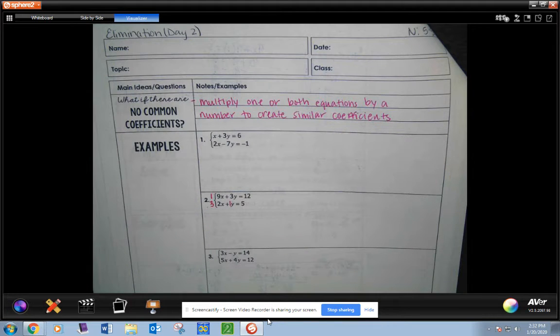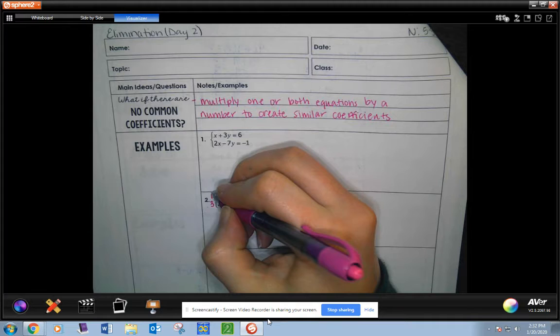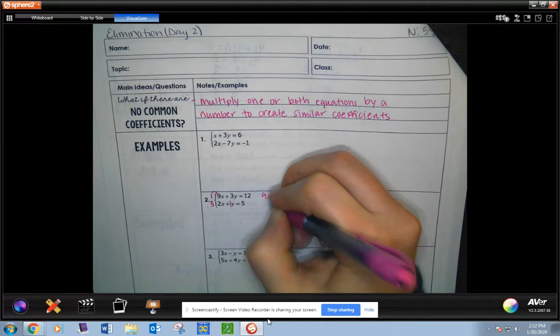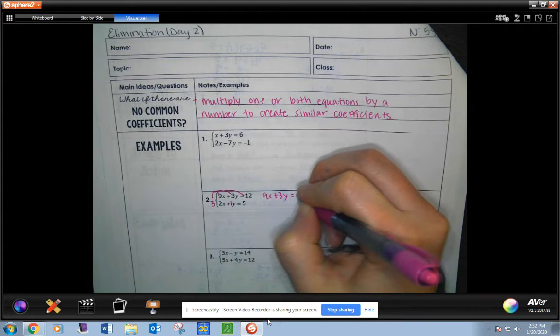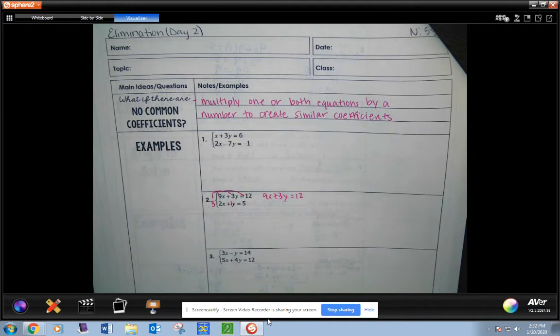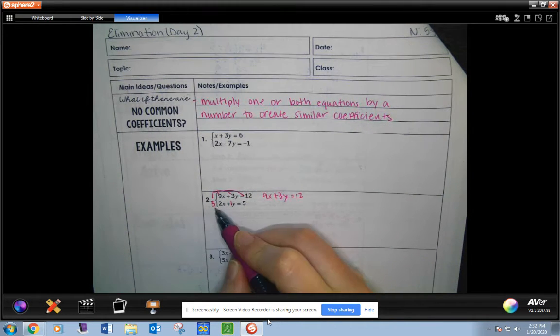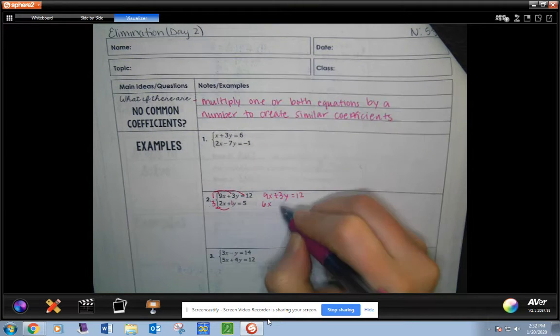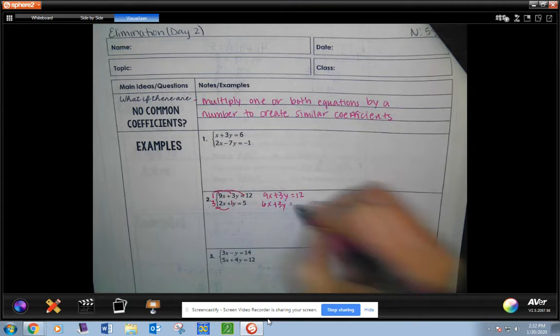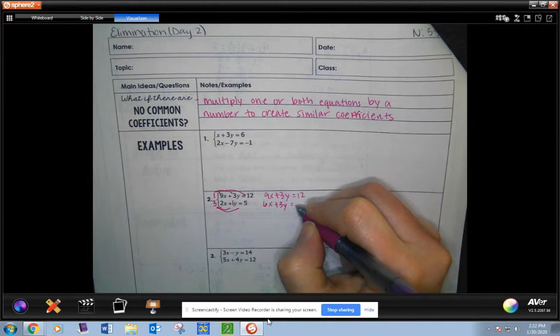Now what we're going to do is just a small distribution. So 1 times 9x is 9x, 1 times 3y is 3y, and 1 times 12 is 12. The distribution goes all the way. And then we're going to do 3 times 2x, which is 6x, 3 times 1y, which is 3y, bring your equals, and then 3 times 5, which is 15.